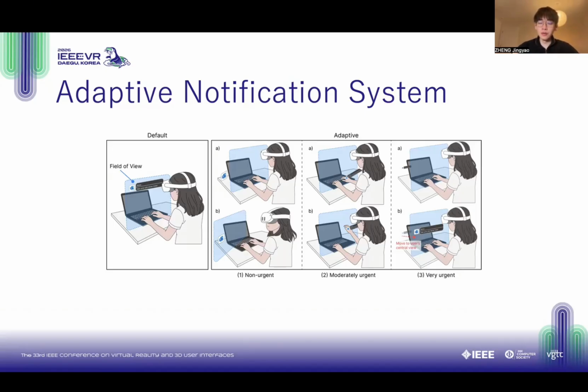All notifications are pushed to the user's top view. Our adaptive notification system is urgency-based. As you can see, we have different positions, and the system determines where and how to show the notifications based on different urgency levels.